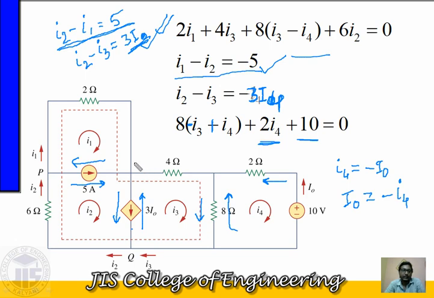Suppose they are asking you to find out the current through this 6 ohm resistance. That current is nothing but, in this 6 ohm resistance, only the I2 loop current is there. So whatever the value of I2, that same current is flowing through this 6 ohm resistance. Similarly, you can find out the value of I0 current also, because we have the relation that I0 is equals to minus of I4. So whatever the value of I4 current, the negative of the same will be the value of I0.